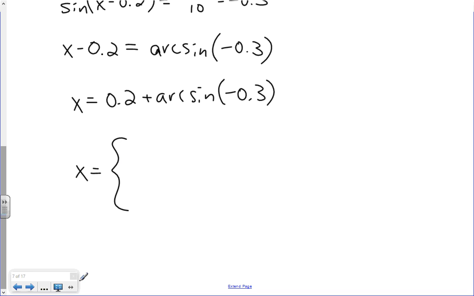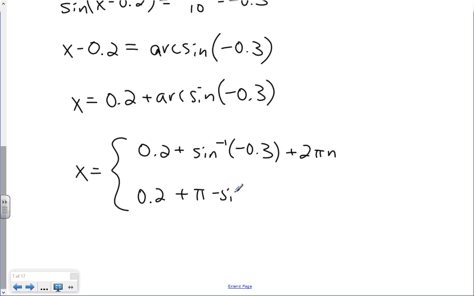Remember, this is going to be a piecewise form. So I've got a 0.2 out front. I've got to add that in there, plus the top part of the definition is the sine inverse of a negative 0.3. Again, we already said we're taking the sine inverse of a negative number. We knew that to start off with, plus 2 pi n. And then we've got that 0.2 that starts off in there already, plus pi minus sine inverse. Here's the definition of arcsine, plus the 2 pi n. And now all I need to do is figure out what values of n to pick and whether I'm using the sine inverse or pi minus sine inverse. But we already did that, actually.